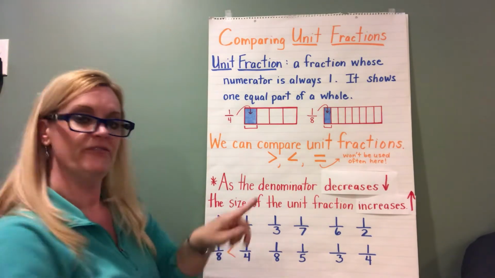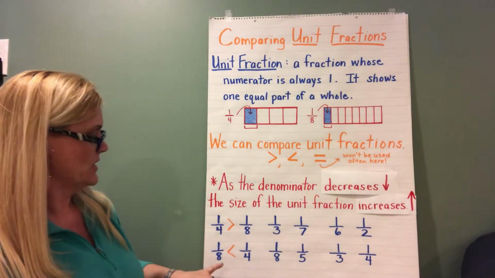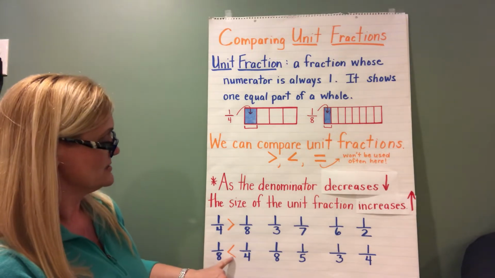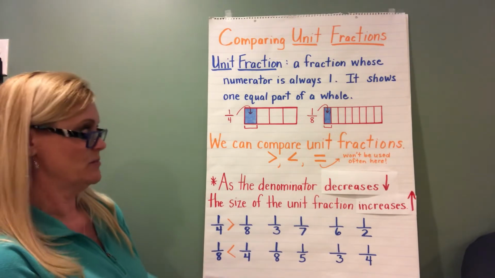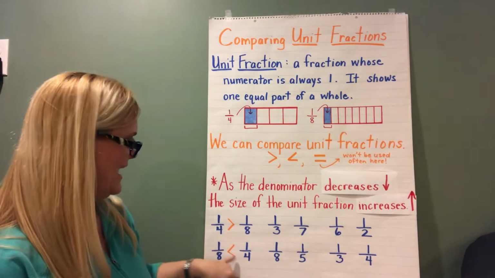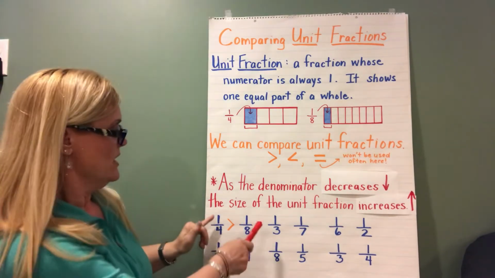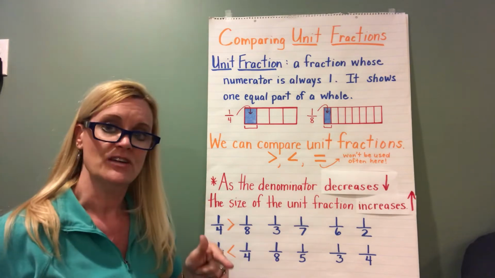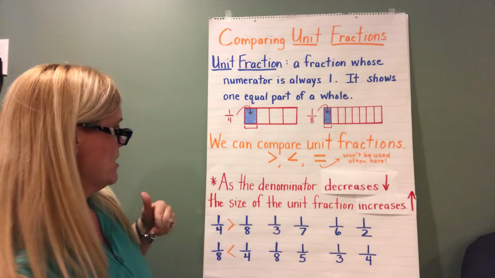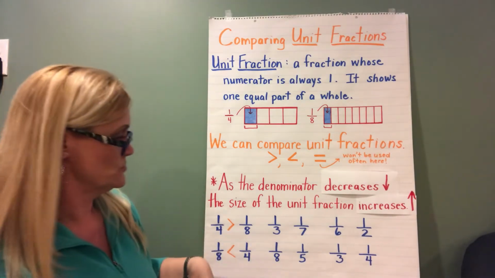If I were to flip-flop those fractions, I would have to use the opposite symbol, because to make that a true statement, I would have to say 1/8 is less than 1/4, because 1/8 is smaller than 1/4. I couldn't still have greater than there because that wouldn't make sense, because 1/8 is not bigger than 1/4. So depending on which way you flip fractions, the greater than and the less than symbol can also flip-flop depending on which way the fractions are to make that a true statement.